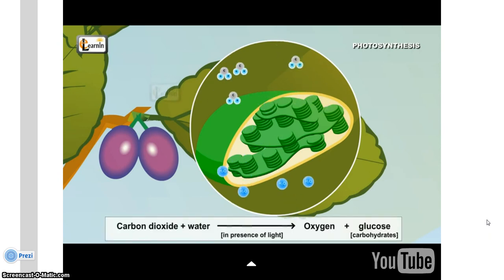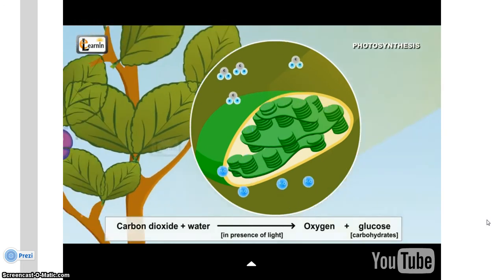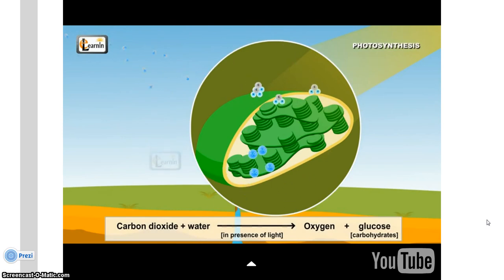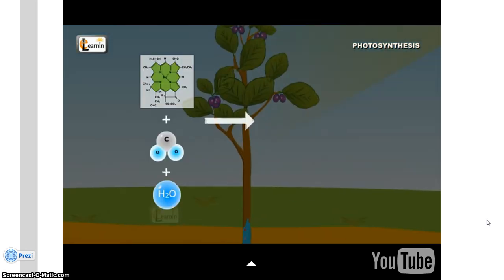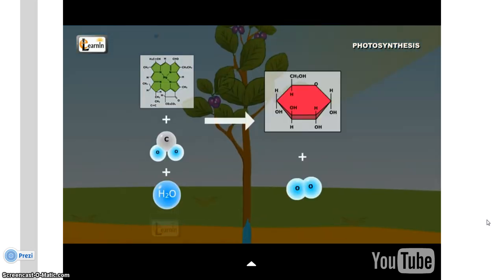Carbon dioxide plus water in the presence of light energy results in oxygen plus glucose, or carbohydrates. The products formed are glucose and oxygen. Carbohydrates, which are a form of glucose, are synthesized from carbon dioxide and water. Glucose is used by the plants for their growth.